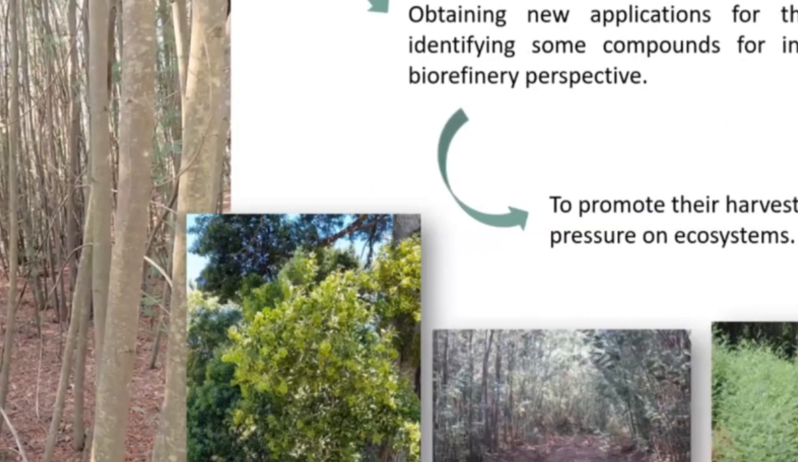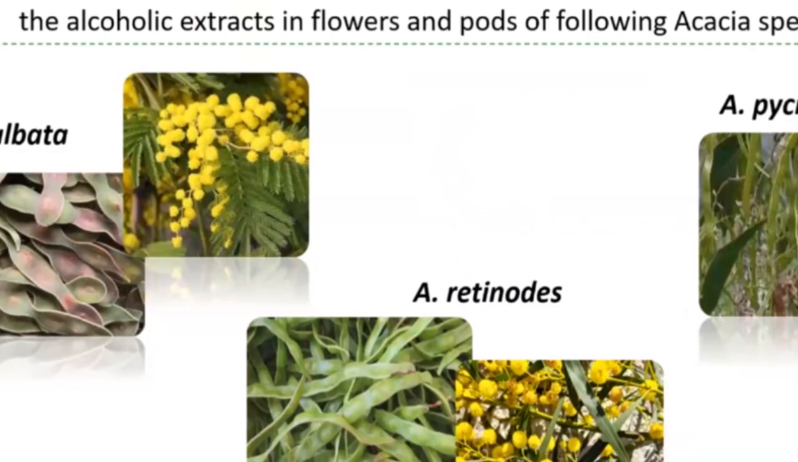So Acacia is an invasive species that occupies extensive areas in Portugal, compromising the natural ecosystems of certain regions, thus leading to fragmentation and loss of biodiversity. Scientific communities focus on obtaining new applications for these species or identifying some compounds for industries with a biorefinery perspective.